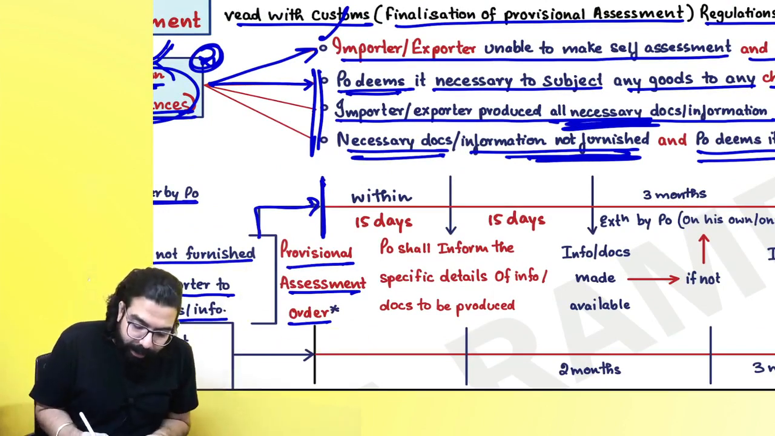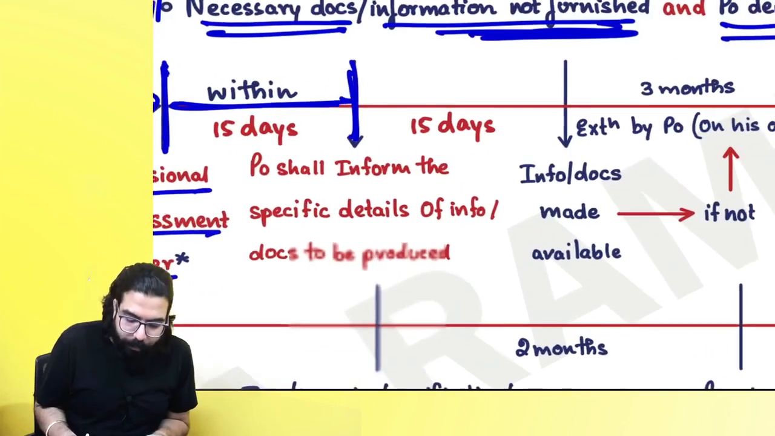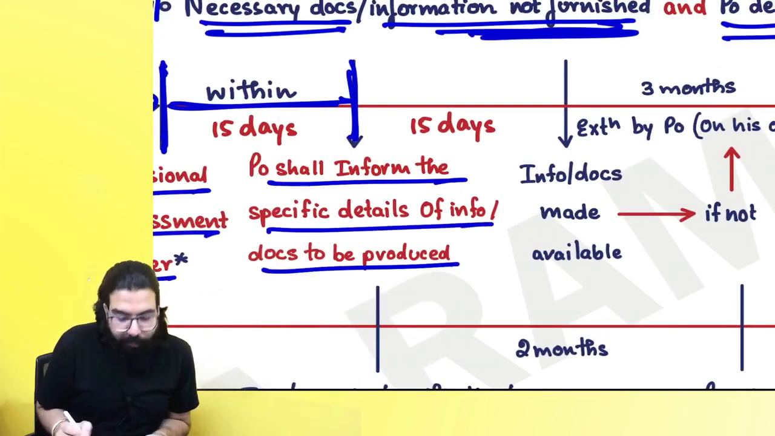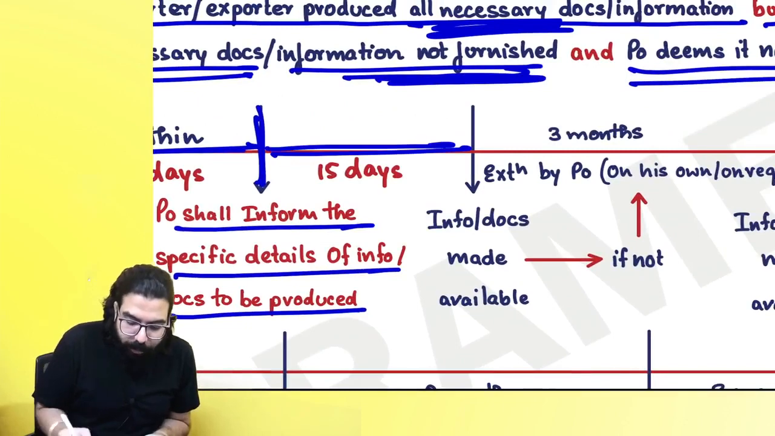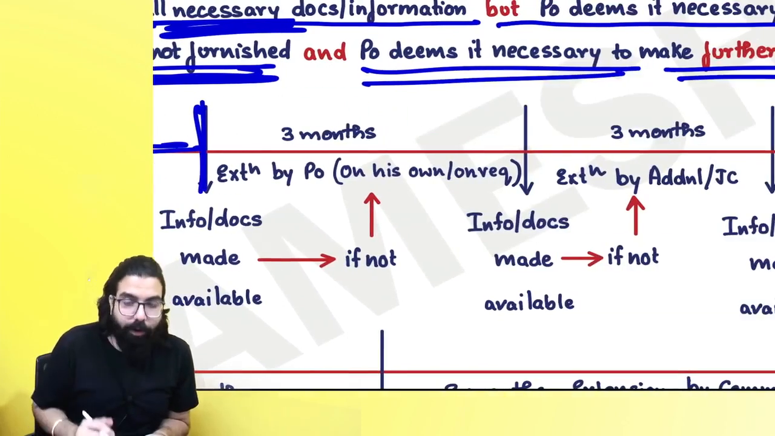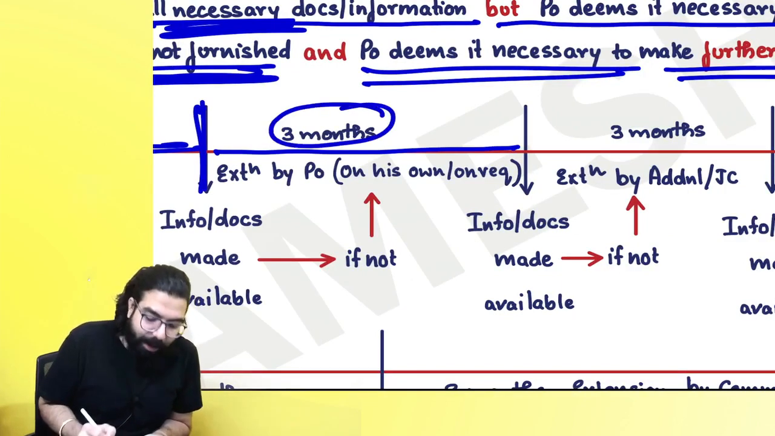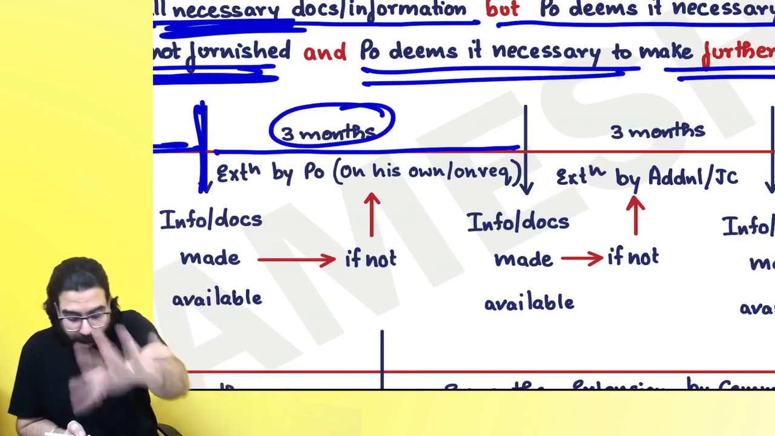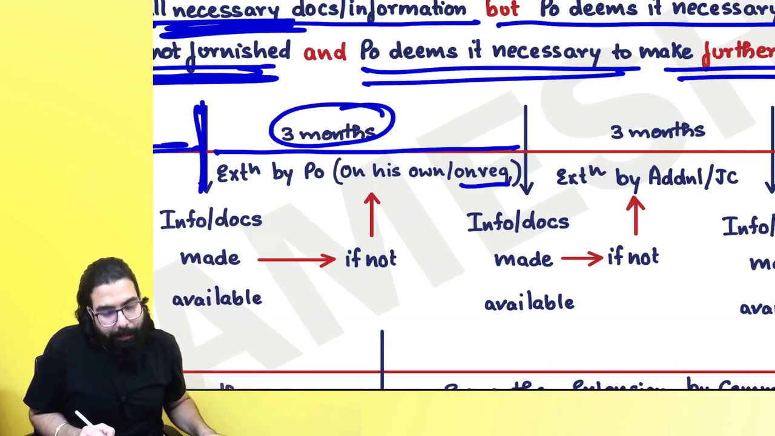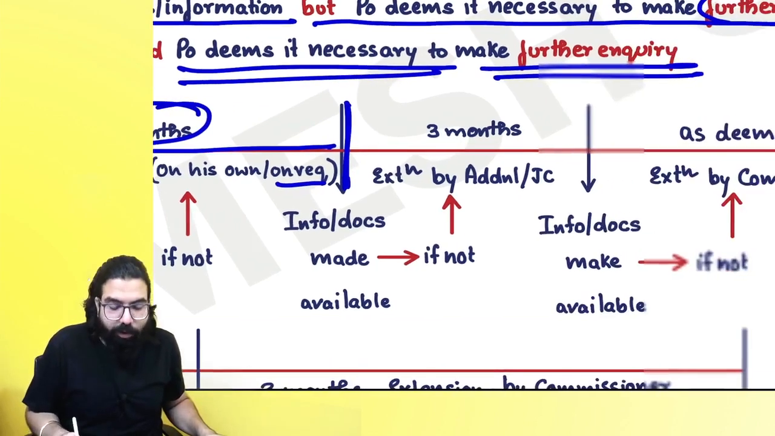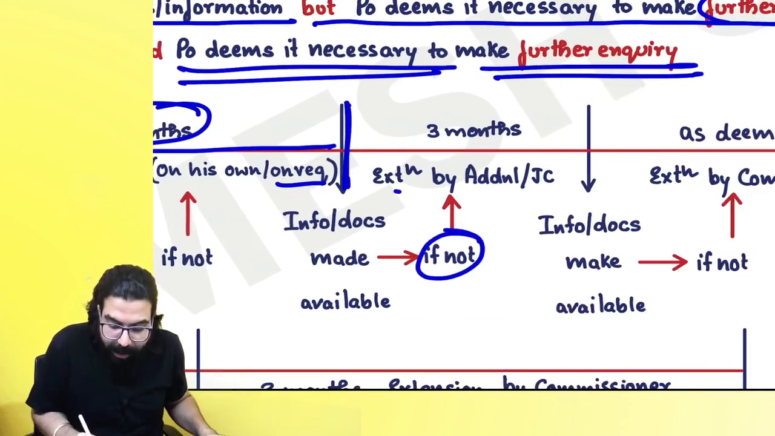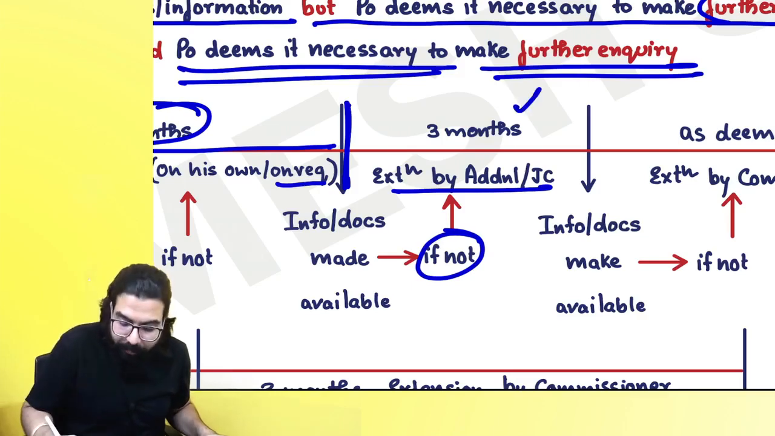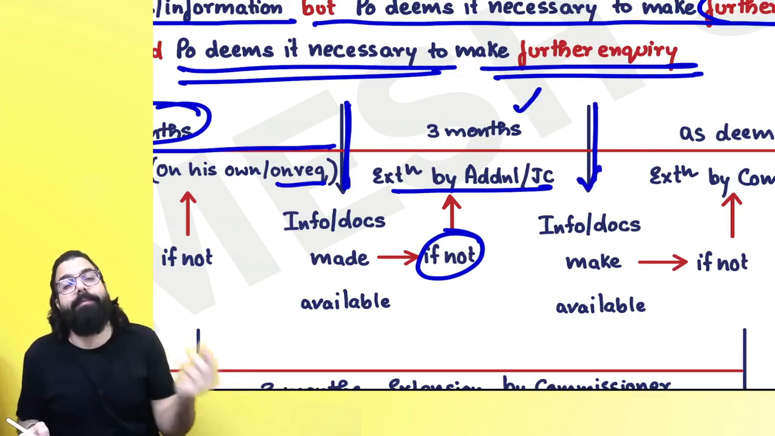So sir, within 15 days, he will tell you what documents or details or information are required. You have to produce them within the next 15 days. If you produce, very good. Otherwise, if you don't produce the documents, then a 3 months extension can be given by the proper officer on his own or on request by you. Sir, then after 3 months, you should have given the information. If it is not given, then the additional commissioner or joint commissioner can further extend the time limit to give the documents by a further 3 months.